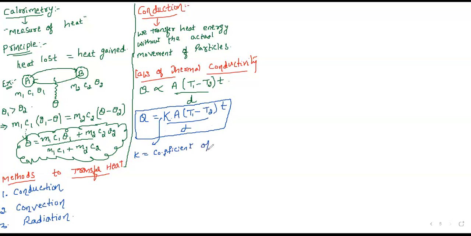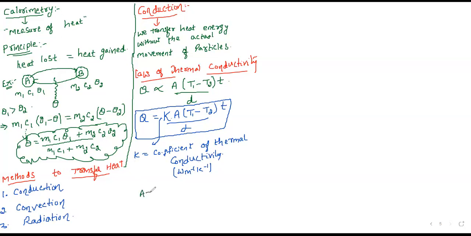Coefficient of thermal conductivity. This is going to be measured with the unit watt per meter per Kelvin. Watt per meter per Kelvin is the SI unit of the thermal conductivity. How do you define this thermal conductivity?